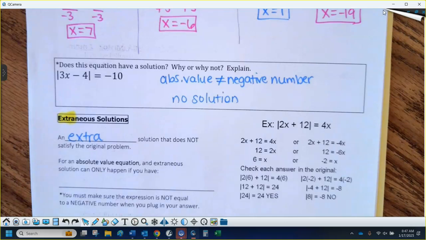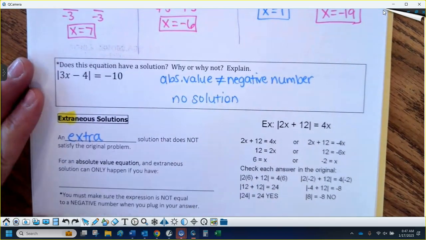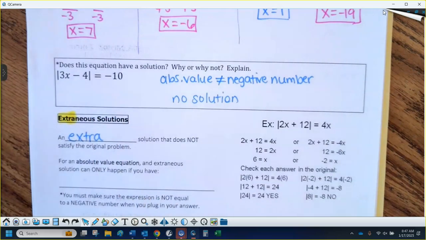There's a couple different scenarios where we can have these, but for this unit we're just focusing on absolute values having extraneous solutions. Now, this is what I wrote here. An absolute value to have an extraneous solution can only happen if this is not going to be the 2 cases we just talked about, right? Absolute value equal to a positive number, 2 answers. Absolute value equal to a negative number, no solution.